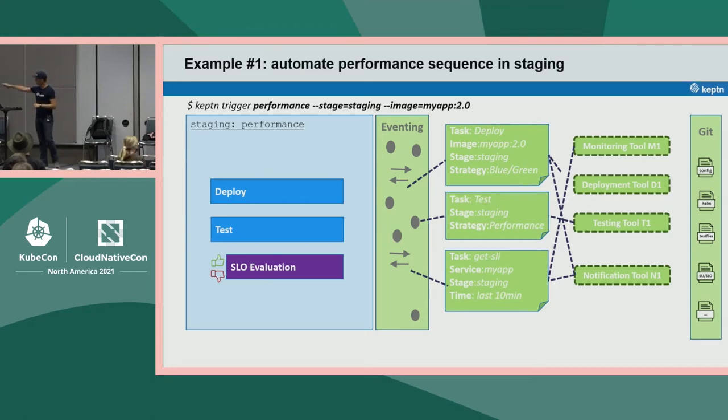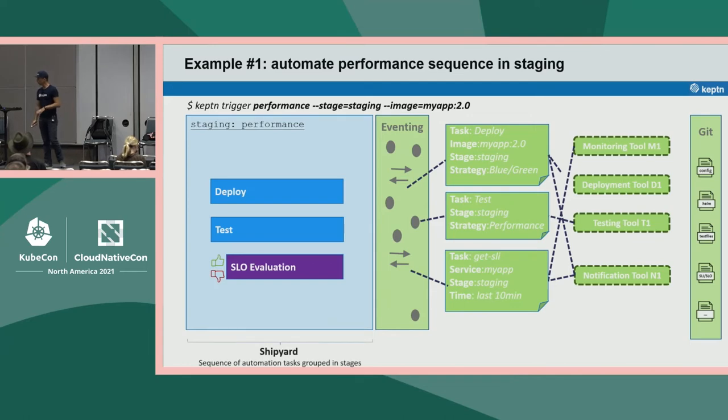And if it's done, what I've completely forgot on the bottom right, it says notification tool. You can have multiple tools subscribing to the same events. So for instance, if you want to get a Slack notification after the evaluation is done, you just have Slack subscribe to that event, and then you get it every time the test is finished.